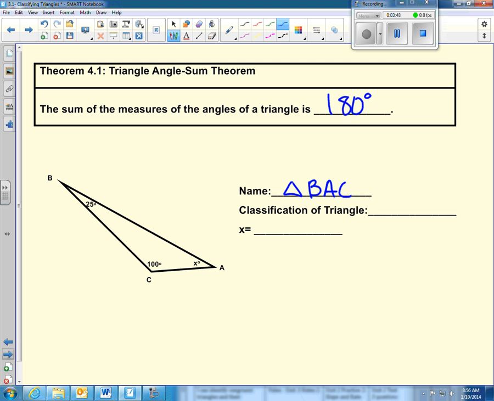Classification of this triangle. Well, we have an angle that's 25 degrees. We have an unknown angle, and we have an angle that's 100 degrees. That angle that's 100 degrees tells us that this one is obtuse. Let's find that missing angle. Well, we're going to use the theorem that says all 3 of those angles add up to 180. So if we take 180 and subtract the 100 and the 25 we know, we're going to find that x. So 180 minus 100 minus 25 ends with x is 55. So that angle is 55 degrees.